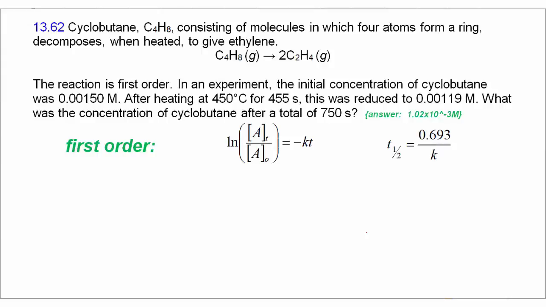Cyclobutane consists of molecules in which 4 atoms form a ring. It decomposes when heated. Okay, good deal. The reaction is first order, so I'm giving you the first order equations. The initial concentration of cyclobutane was, we should probably write this down, 0.0015. After heating for 455 seconds, T is 455 seconds, this was reduced to 0.00119 molar. So what variable is that?